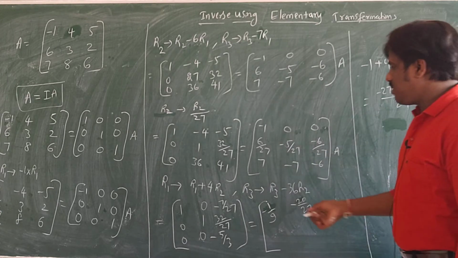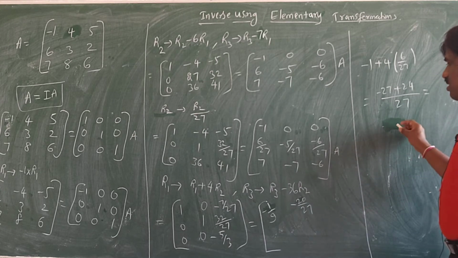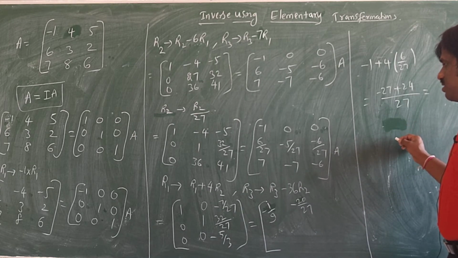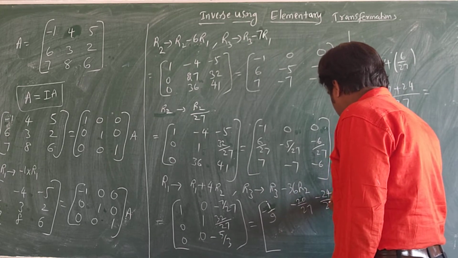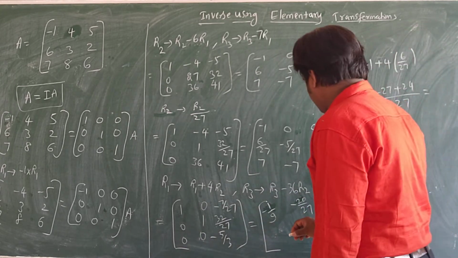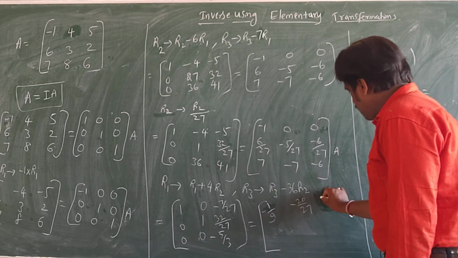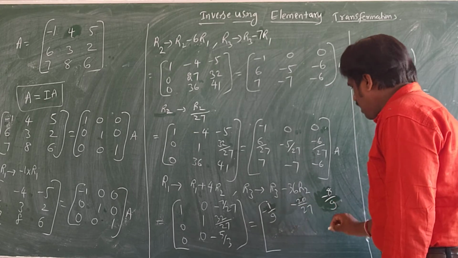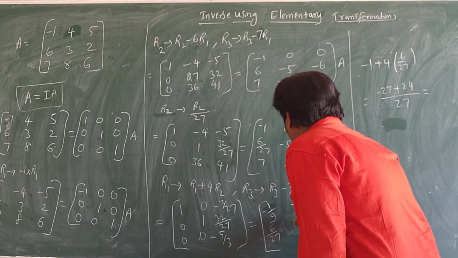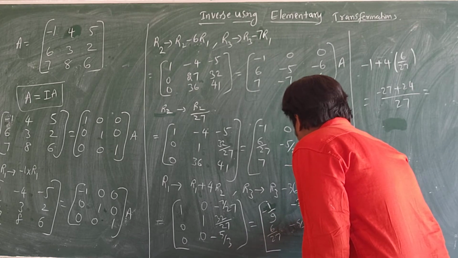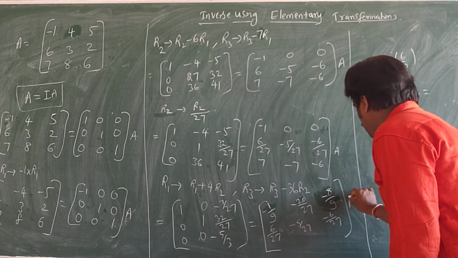R1 plus 4R2. Sorry, I was checking this one. Okay, sorry. R1 plus, how much is it? Minus 24 by 27. R2 is the same. 8 by 9. Minus 8 by 9. R2 is the same. 6 by 27 minus 5 by 27 minus 6 by 27, into A.